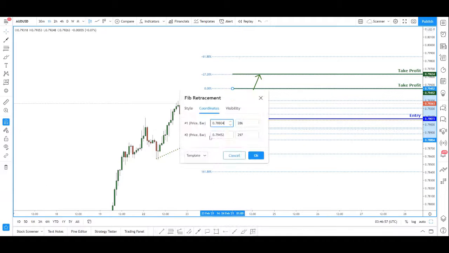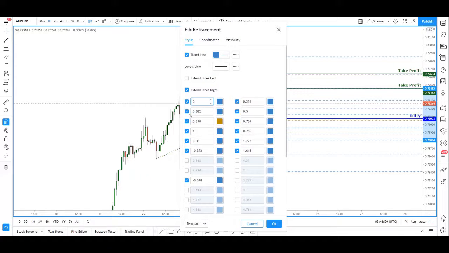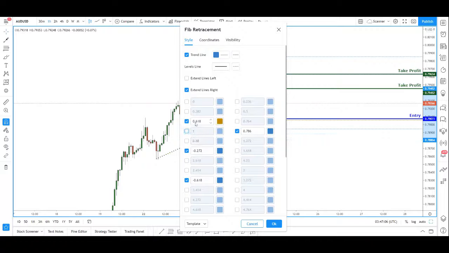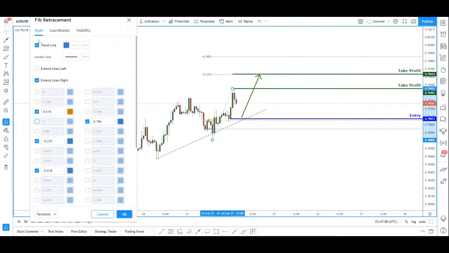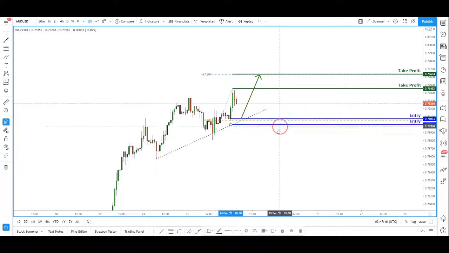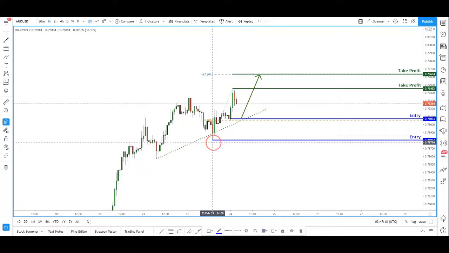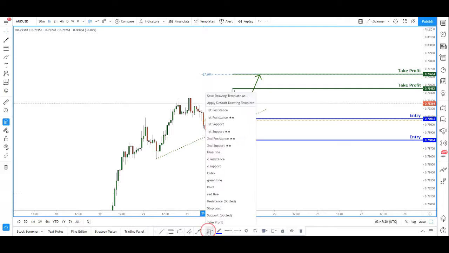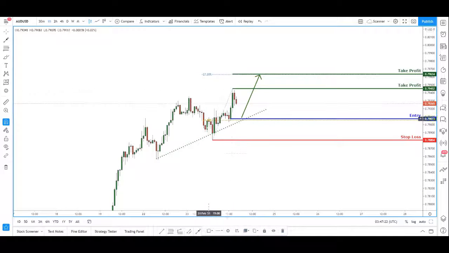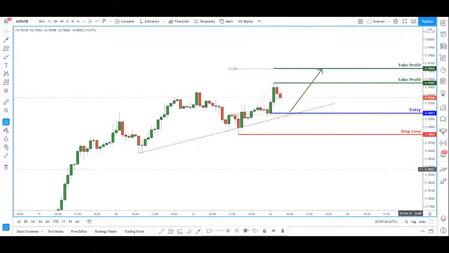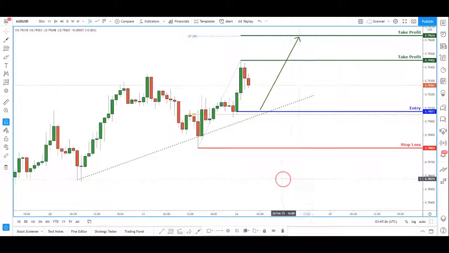Now the question remains, where will the stop loss be? Very simply, there are a few options for choosing the stop loss. One is we can put it just below this trend line. For me, I would prefer to put the stop loss below the market structure, so somewhere over here. So this will be the stop loss. It works out to be about a nice 1:2 risk reward trade.